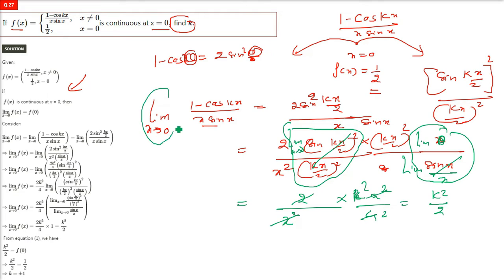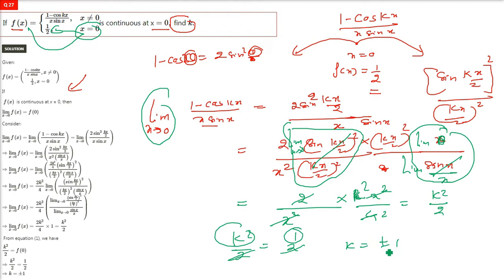Now, since the limit is equal to the value of the function at x equals 0, since it is continuous, k square by 2 is equal to half. So what do you get? k square equals 1, so k equals plus minus 1.